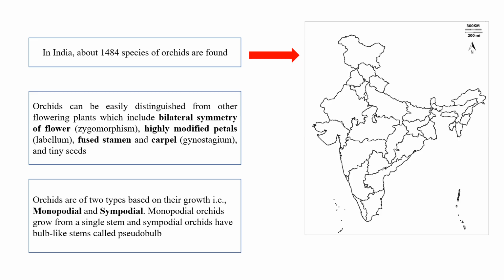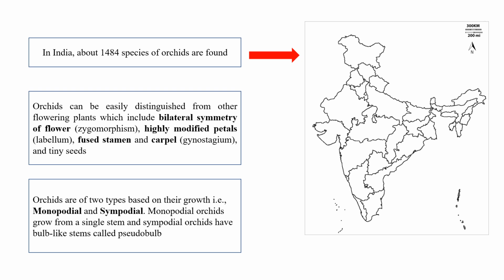Then comes their symbolism in cultures around the world for millions of years, representing different kinds of cultures. Like in ancient Greece, orchids symbolized fertility, and in cultural aspects, as you can see in Bihu, the orchid Rhynchostylis retusa, the foxtail orchid, is used. In India, about 1484 species of orchids are found.